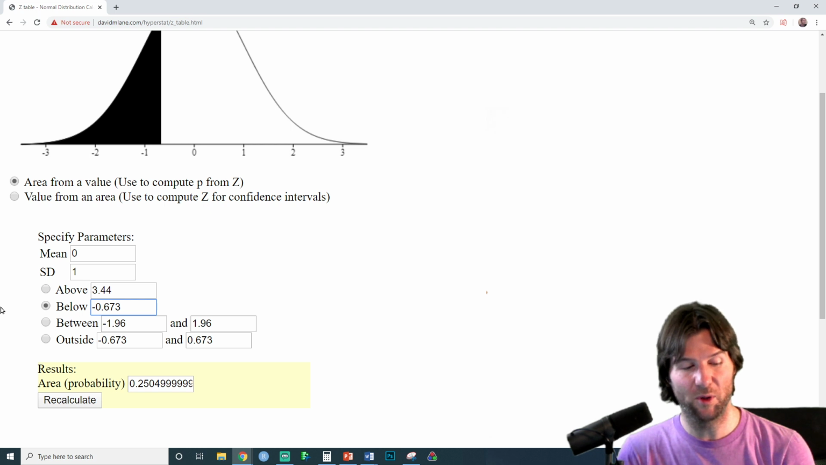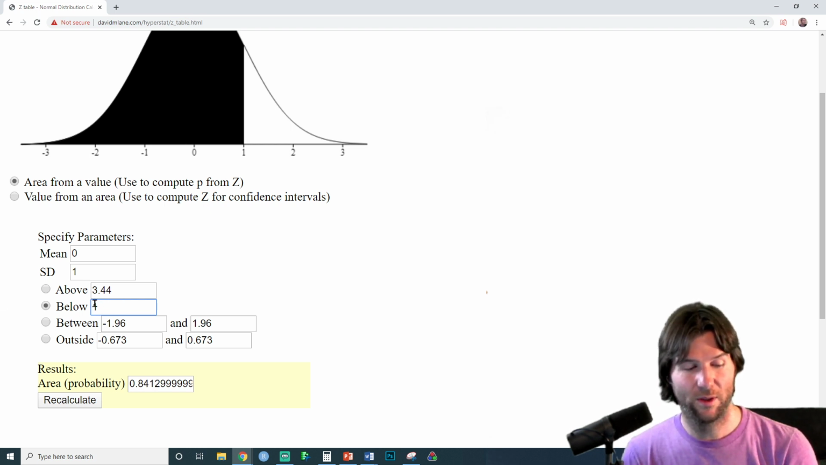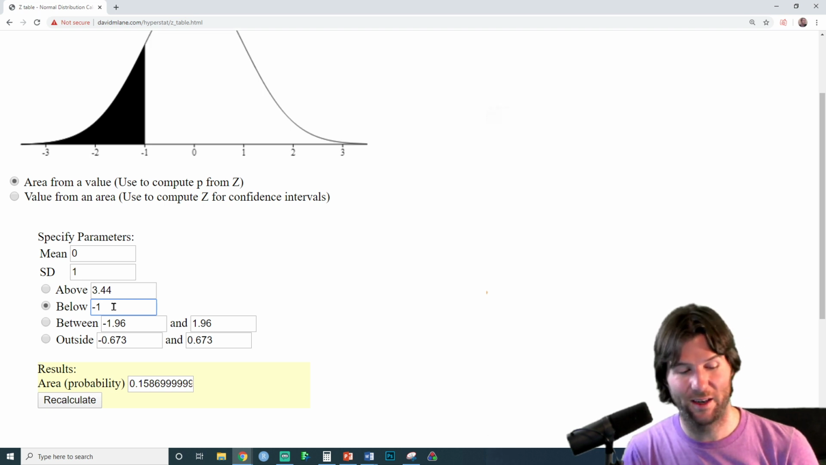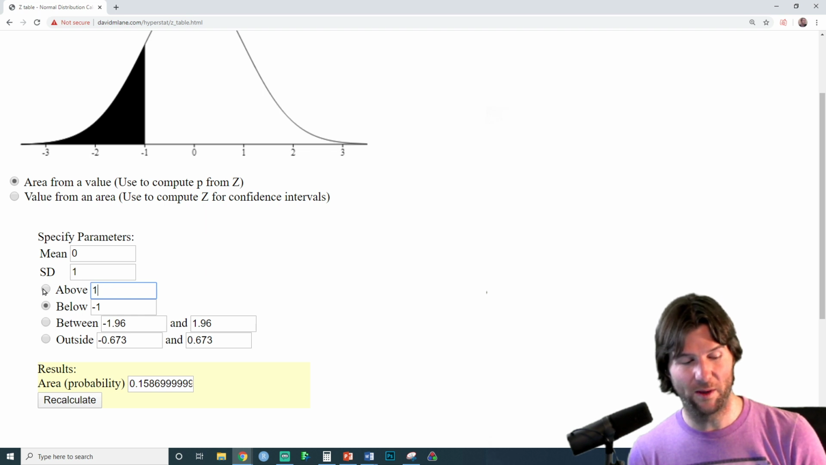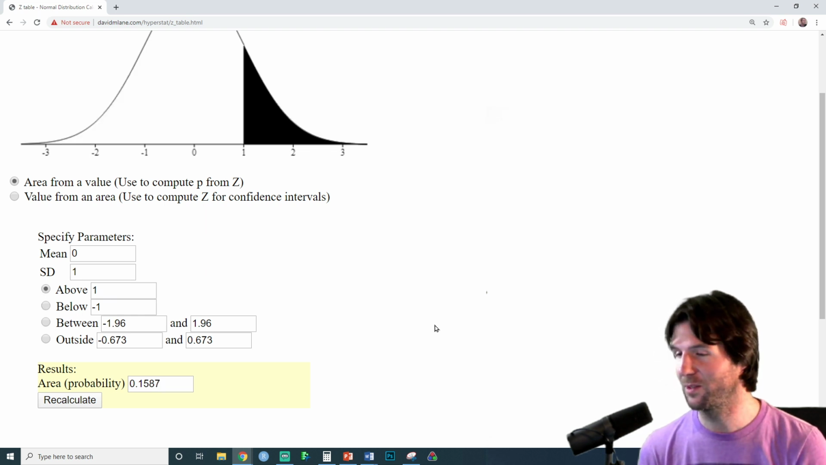So you can use some numbers you know, like below -1 should be about 16%. My brain's just not on. Above 1 is also about 16%. So if you do the above right here, it'll be about 16%.